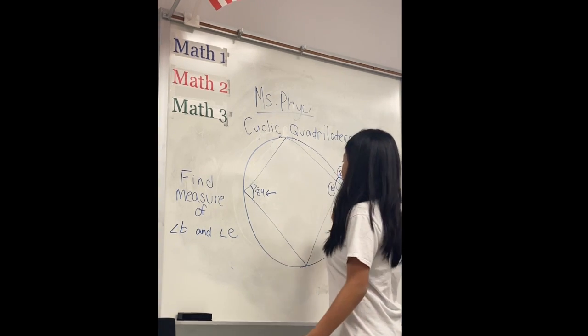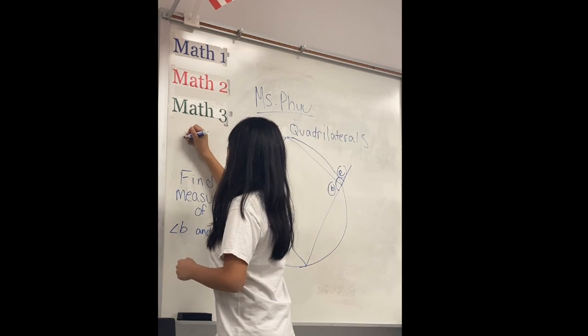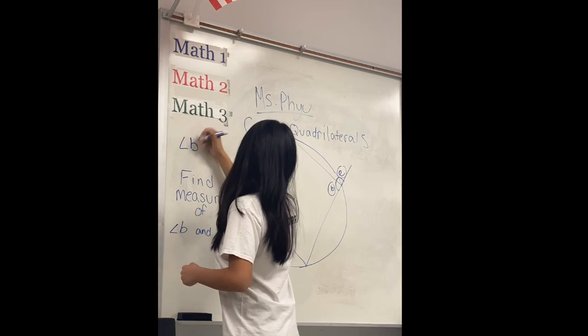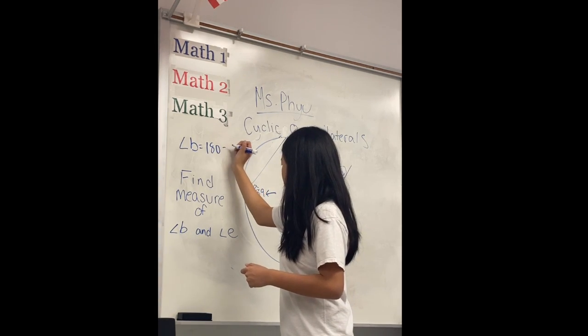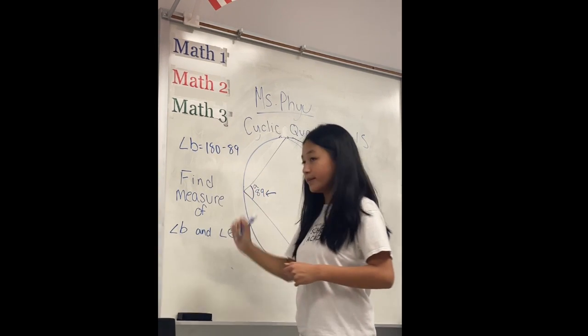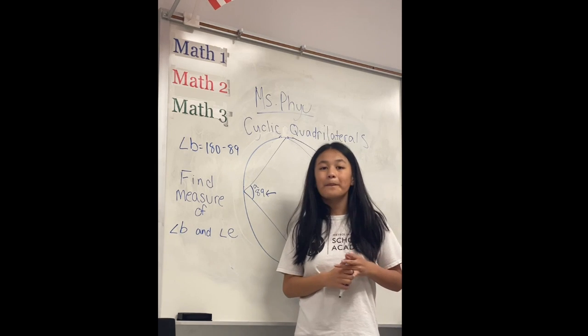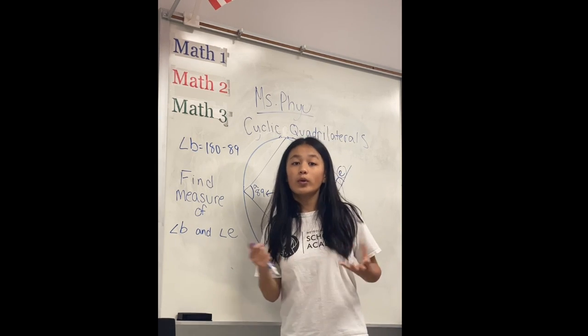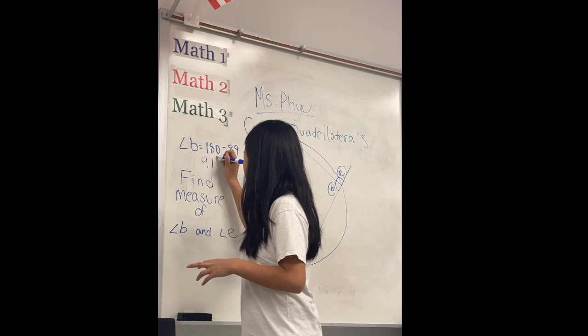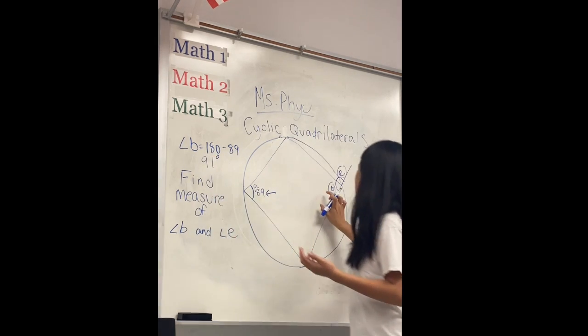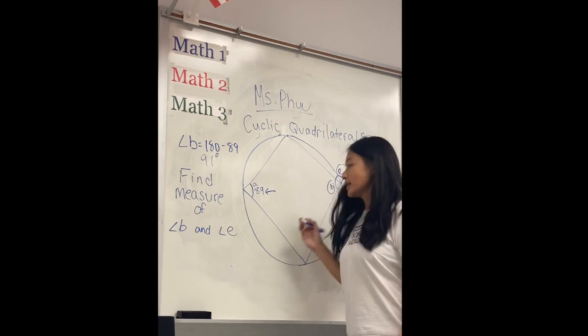We know that opposite angles are supplementary, therefore the measure of angle B equals 180 minus the measure of angle A, which is 89. Angle A and angle B are opposite angles. So therefore angle B would equal 91 degrees. So now we know the measure of angle B.